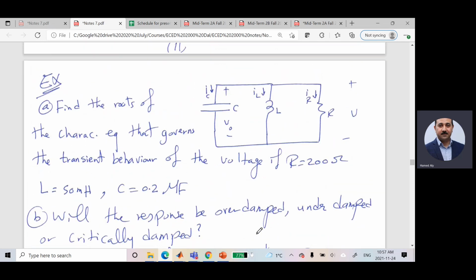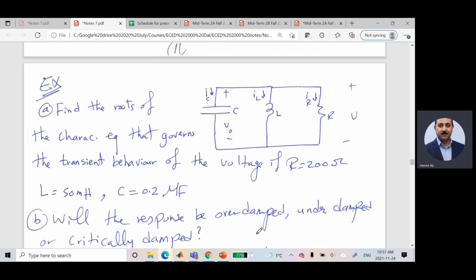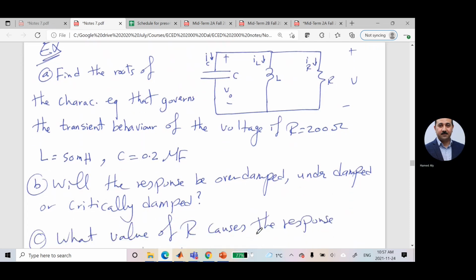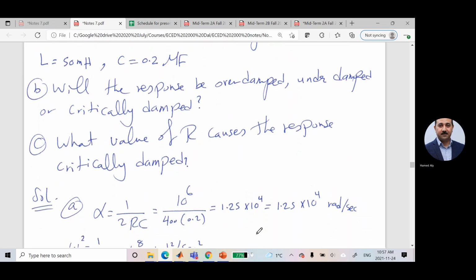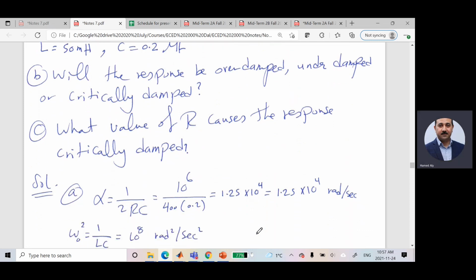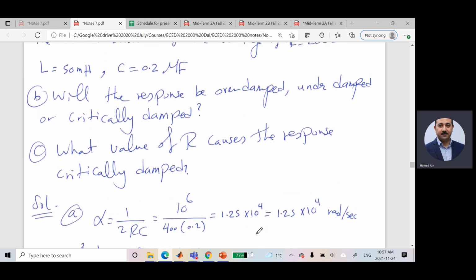Anyway, so I will calculate alpha. Is this parallel or series RLC? It's parallel. So alpha is equal to 1/2RC. So I will calculate alpha, which is 1/2RC, which is equal to 1.25 times 10 to the power 4.